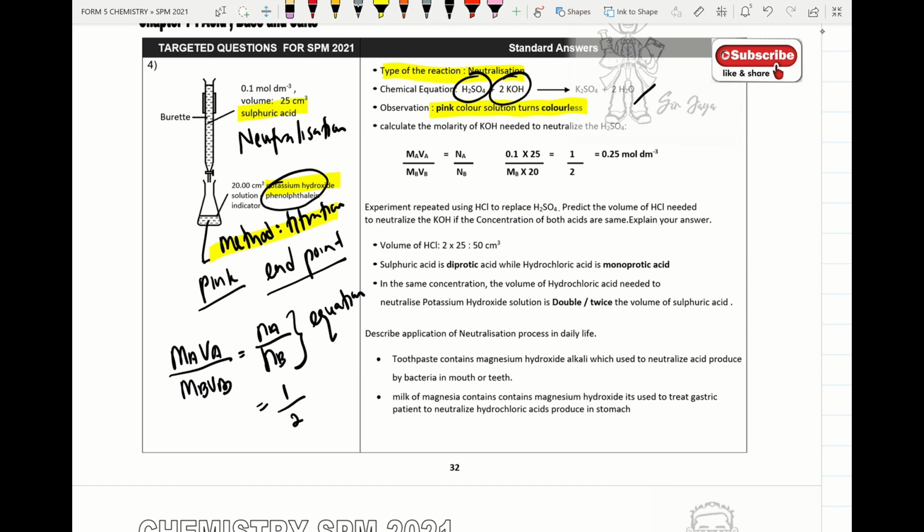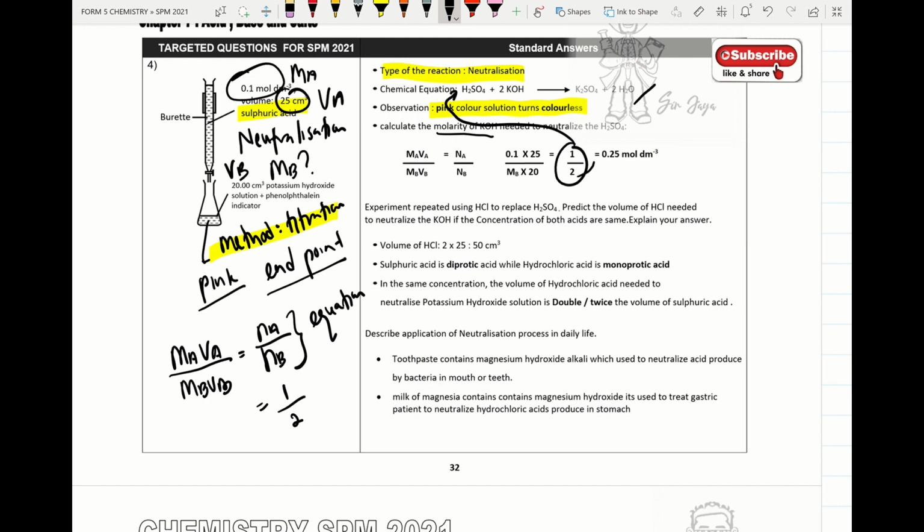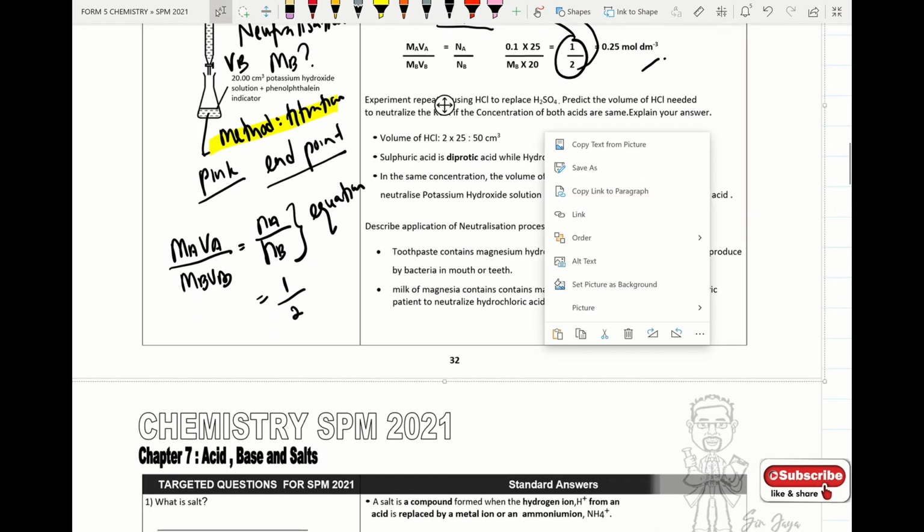All right, so we try to do the calculation here. They ask to calculate the molarity of potassium hydroxide. That means we need to find MB, the molarity of potassium hydroxide. So we have the molarity of acid, MA is here, volume of acid VA is here, and this is VB. The number of mole NA and NB, we need to find from the acid and alkali equation. Please try to do more questions on this part. All right, we move on to the next question.